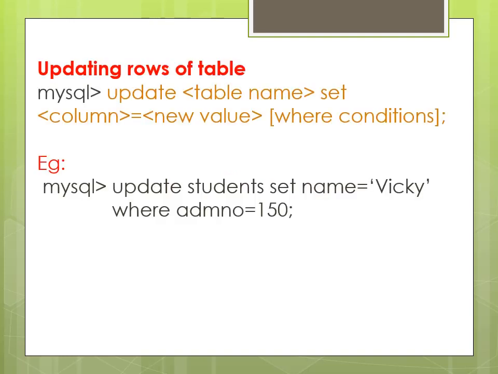Updating rows means making changes in the rows and updating the values which are already stored in the table. In SQL, updating rows can be done by using the update table command, for which update table set column equal to a value where condition can be used. For example, we have update students set name equal wiki where ADMNO equal 150. Let us try this command and make some changes in the table.